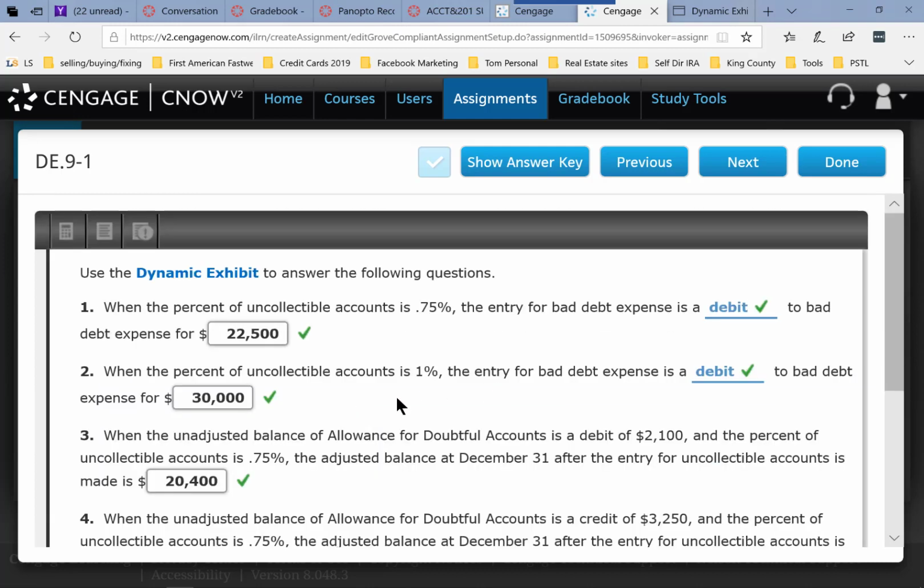That's all correct. So there's a demonstration of doing a dynamic exercise where you have to click on this to go to this table, which you can manipulate the data.